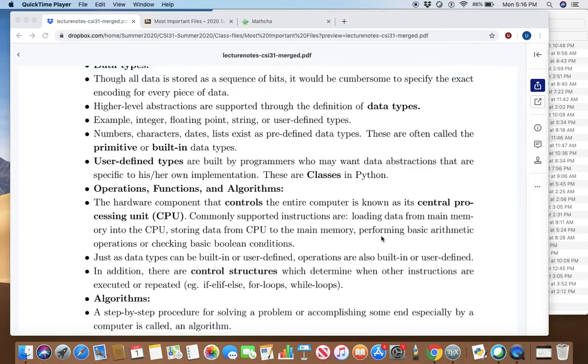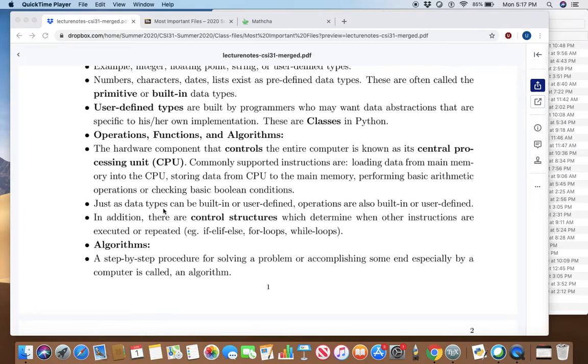Operations. Then performing basic arithmetic operations or checking basic Boolean conditions. Boolean means the result is true or false, right? So arithmetic operations or Boolean conditions. So these are the kind of things that are worked in the central processing unit.